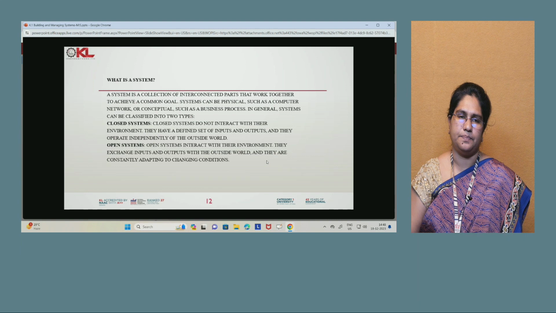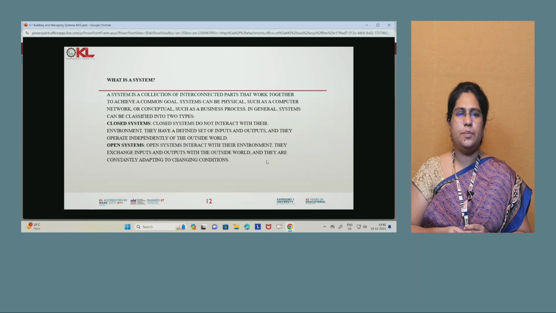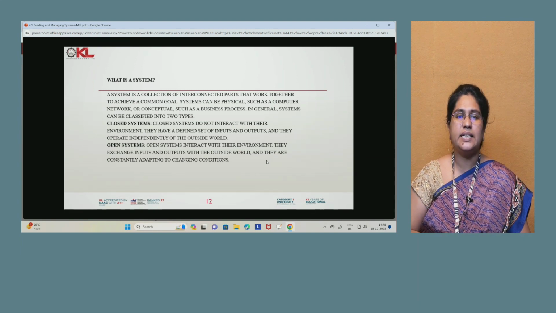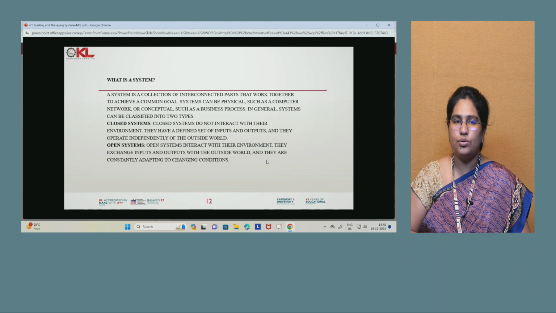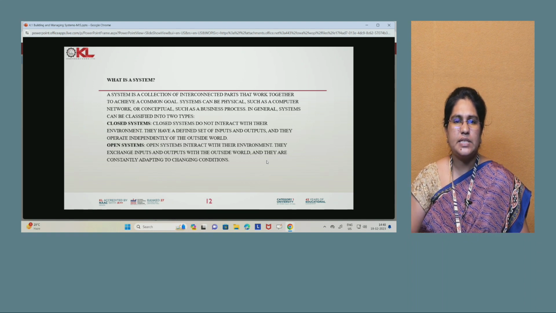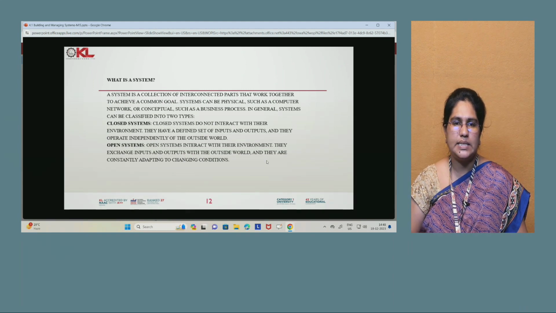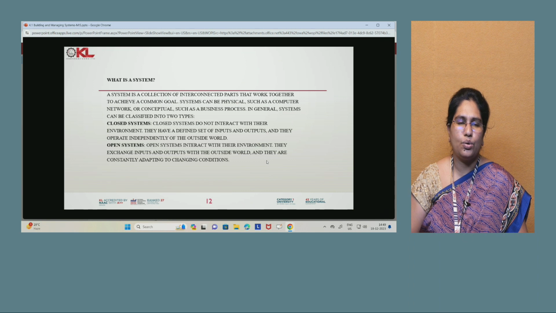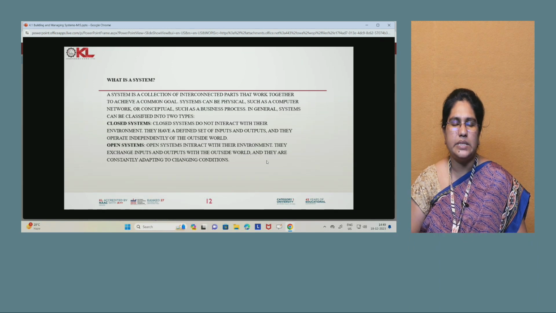What is a system? A system is a collection of interconnected parts that work together to achieve a common goal. Systems can be physical, such as a computer network, or conceptual, such as a business process. In general, systems can be classified into two types: one is a closed system and the second is an open system.